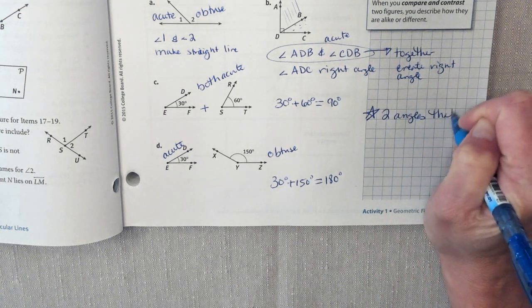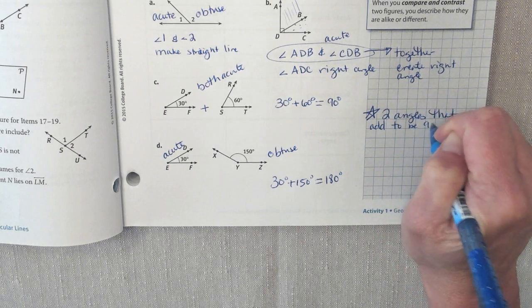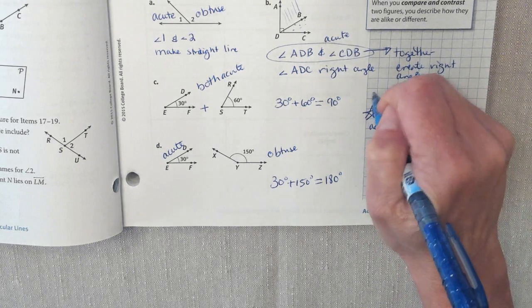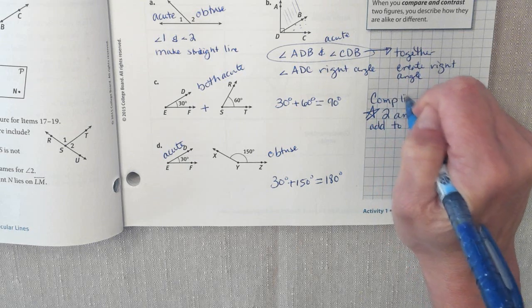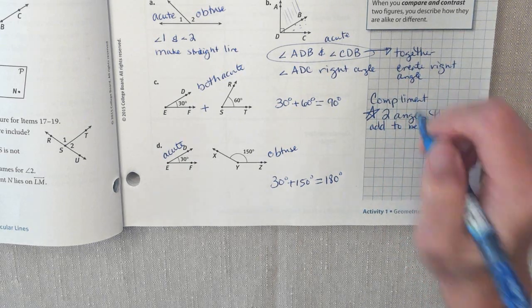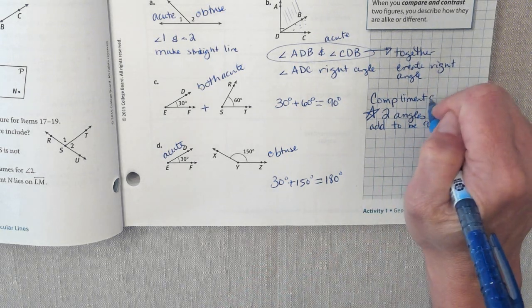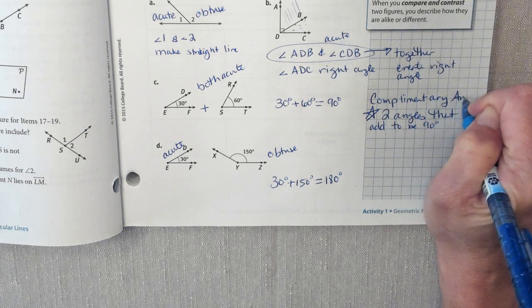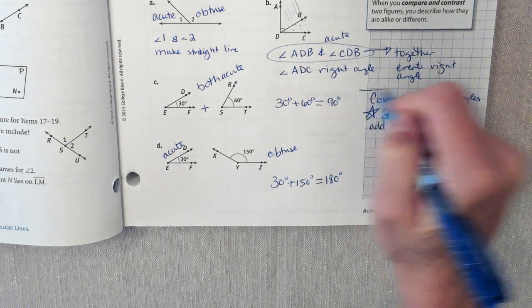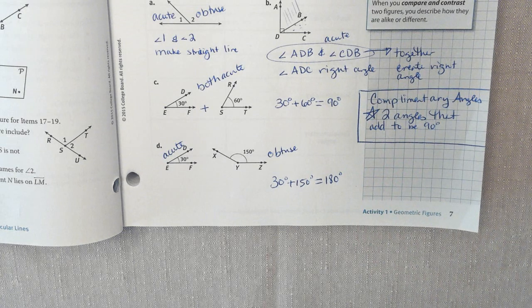If we have two angles that add to be 90 degrees, we call them complementary. I want to make sure I spell this right. Is it A-R-Y or E-R-Y? It's A-R-Y. We call them complementary angles. Now you might be thinking, when I think of a compliment, it means someone said something nice to me. Well, these are two angles that add together to be something nice. They add to be 90 degrees.